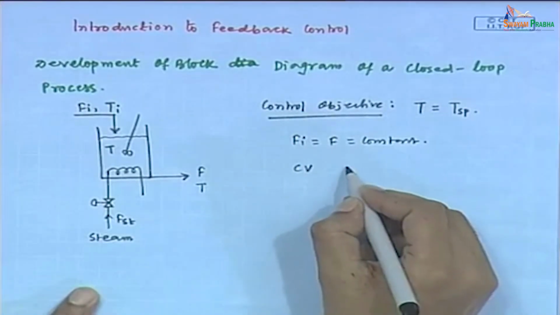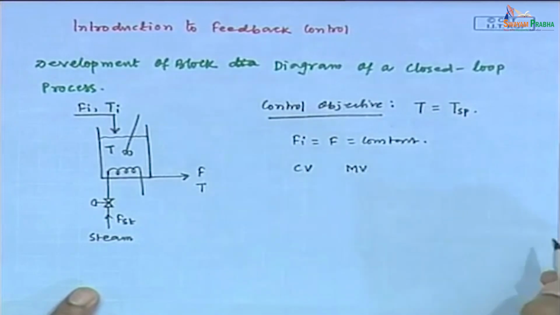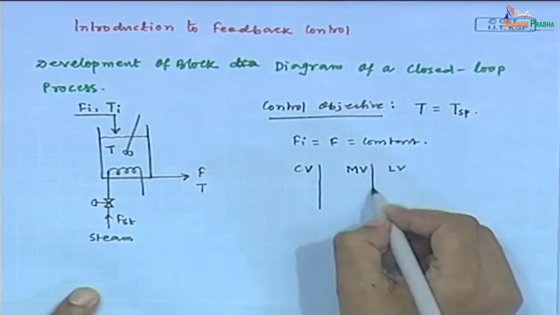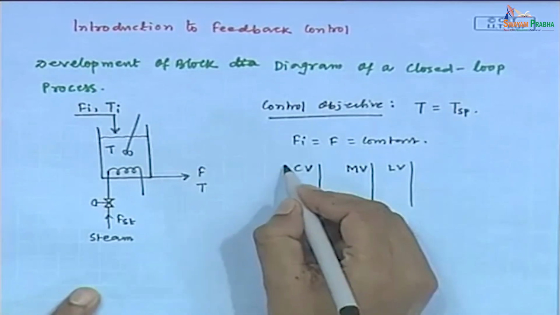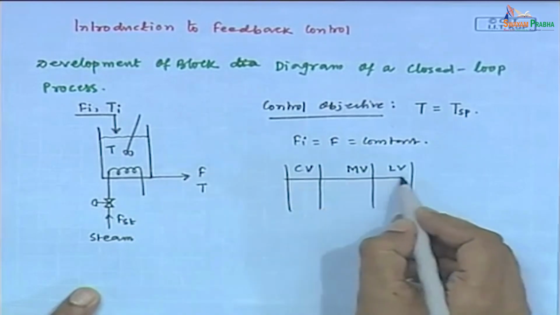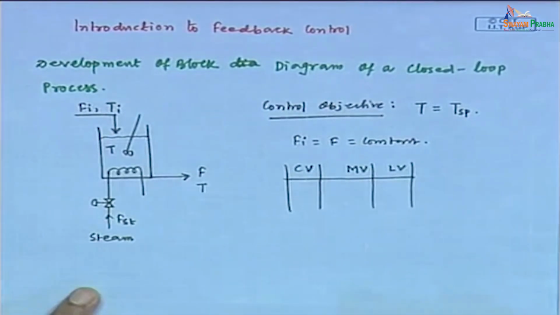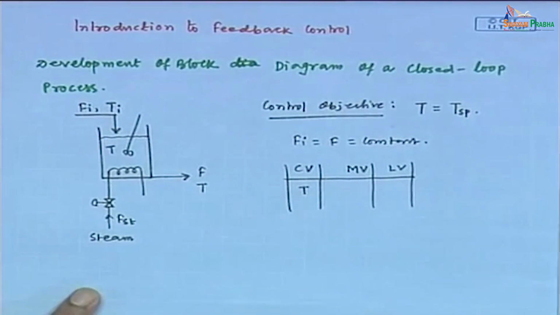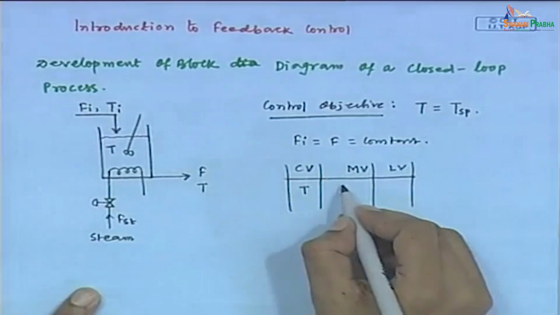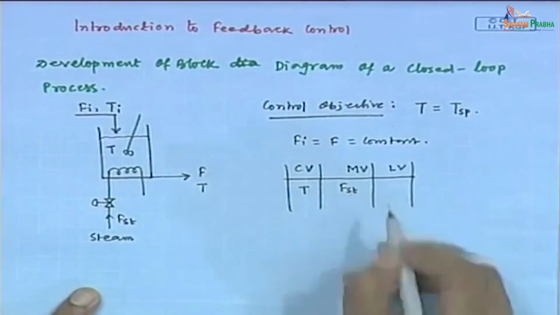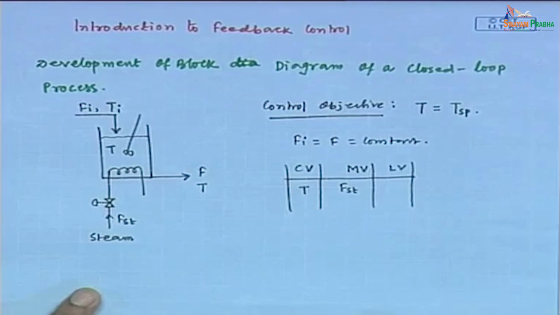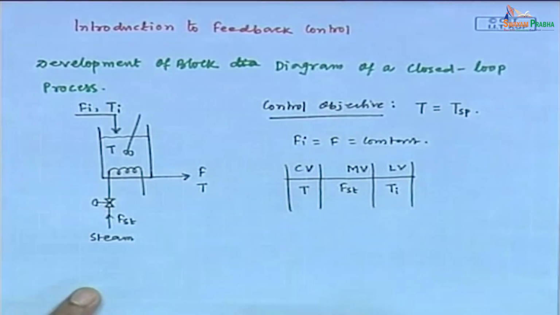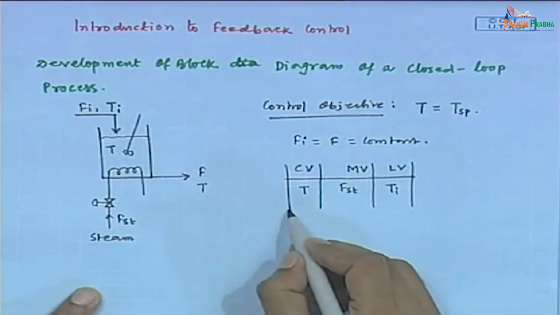So, what is the controlled variable, what is the manipulated variable, and what is the load variable, that we can detect. Now, controlled variable is temperature. What is the manipulated variable? Corresponding manipulated variable is steam flow rate and load variable is Ti.